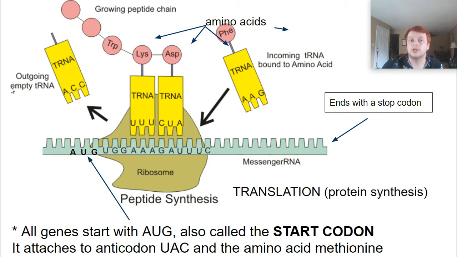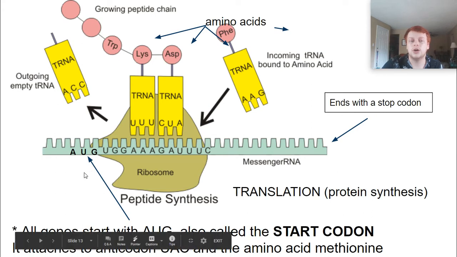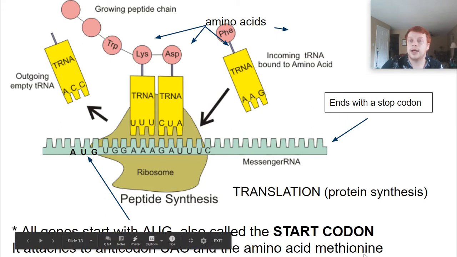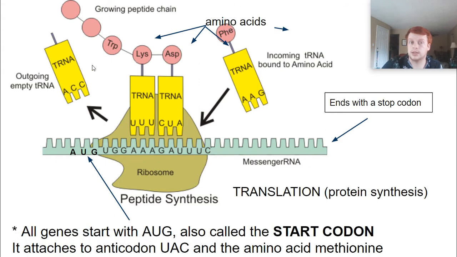Here's an image that shows you what all of this looks like on an up-close level. So every gene starts with one specific codon. Remember, codons are groups of 3 bases, and that codon is the start codon, AUG. AUG attaches to UAC and adds the amino acid methionine. This indicates the start of our protein. So without a start codon, the protein can't be built.